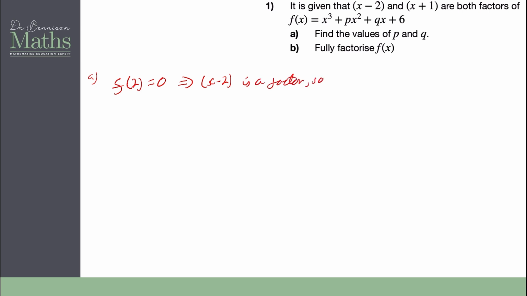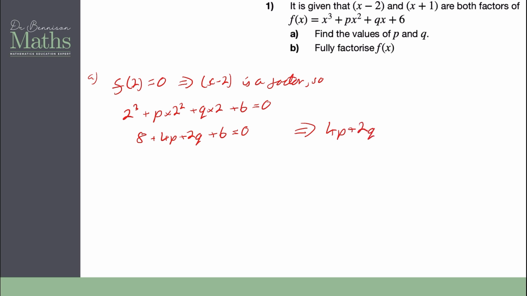So substituting that in, we end up with 2 cubed plus p times 2 squared plus q times 2 plus 6 equaling 0. So 8 plus 4p plus 2q plus 6 equals 0. And I can rearrange that then to say that 4p plus 2q is equal to negative 14. And that's going to be my first equation.